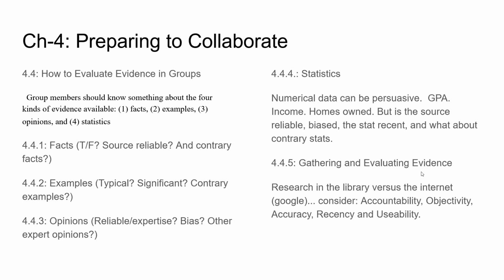So 445, gathering and evaluating evidence. Let's do research in the library versus the internet using Google. Let's consider accountability, objectivity, accuracy, recency, and usability. So you have an article in the library, then you have something you found on the internet. How accountable are the people for saying what they're saying? If you publish something and it's wrong, I can sue you. So they're very accountable for things or research in the library. Whereas people say things on the internet, there's no accountability sometimes, right? I can just say something, it goes viral, then I delete it.